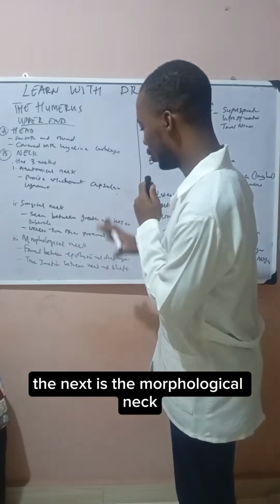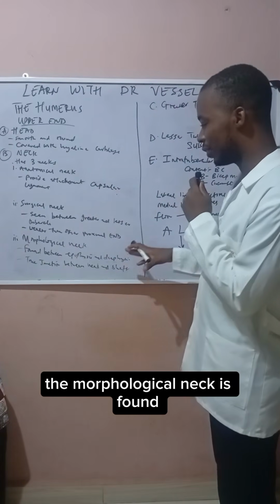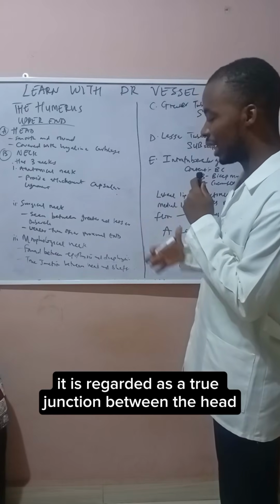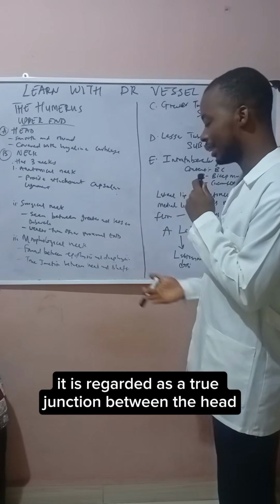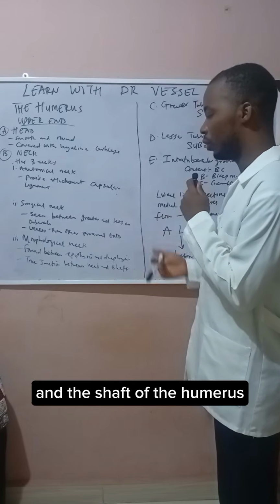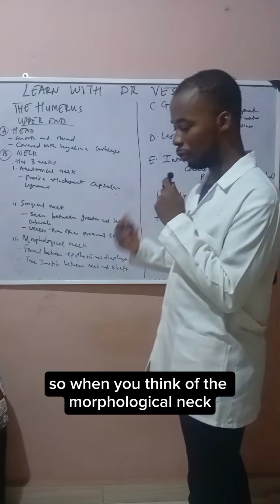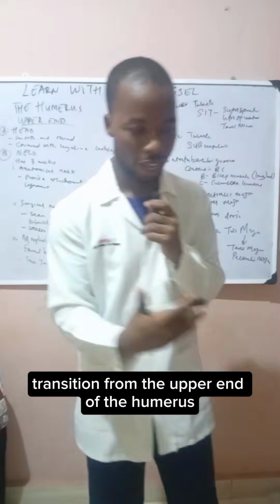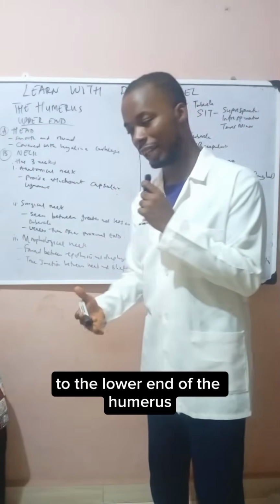Next is the morphological neck. The morphological neck is found between the epiphysis and the diaphysis. It is regarded as a true junction between the head and the shaft of the humerus. So when you think of the morphological neck, you think of transition from the upper end of the humerus to the lower end of the humerus.